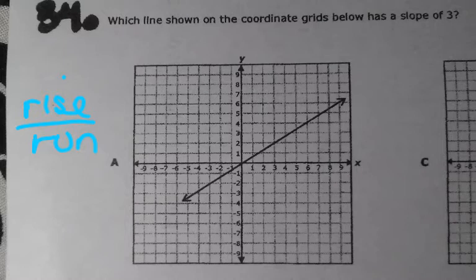So you're going to count how many it rises. 1, 2. And then how much it runs. 1, 2, 3. So for A, your slope is 2/3, which is obviously not 3, so A is not your answer.